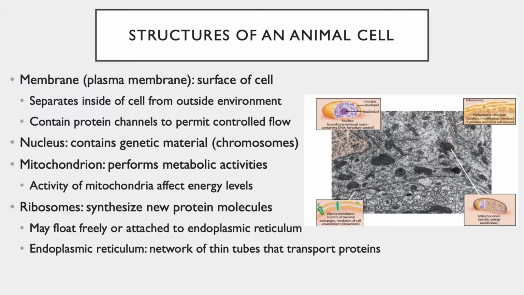So the information on this slide applies to all animal cells except mammalian red blood cells. So all of these cells have what's known as a cell membrane or a plasma membrane, which is the surface of the cell that helps separate the inside of the cell from the outside environment that surrounds the cell. The plasma membrane contains protein channels that help permit a controlled flow across the membrane. The nucleus contains the genetic material, such as the chromosomes for the cell.